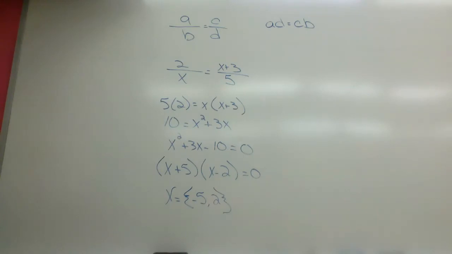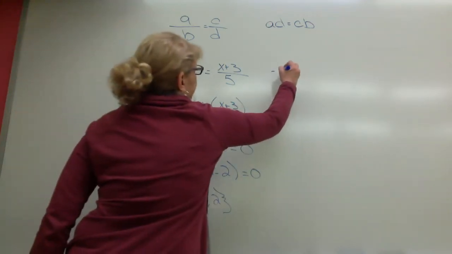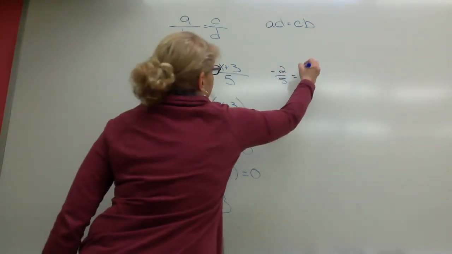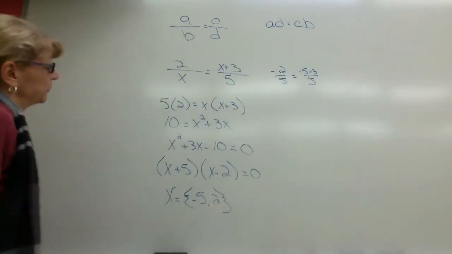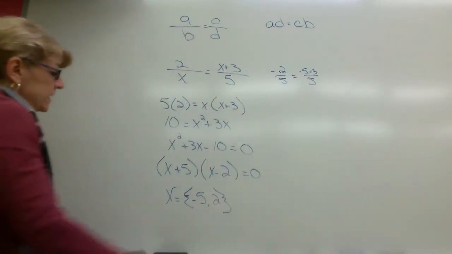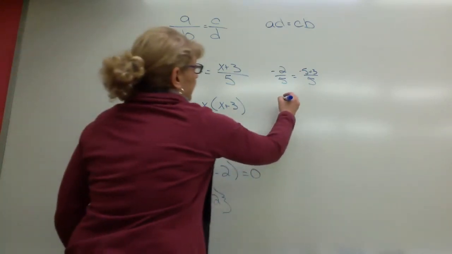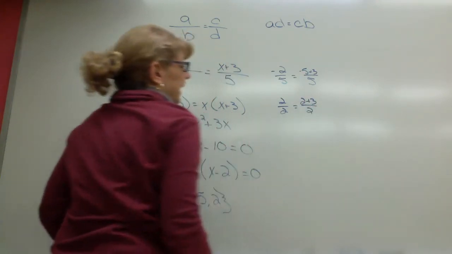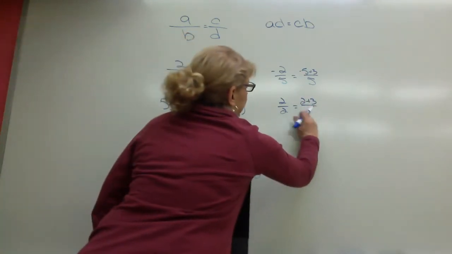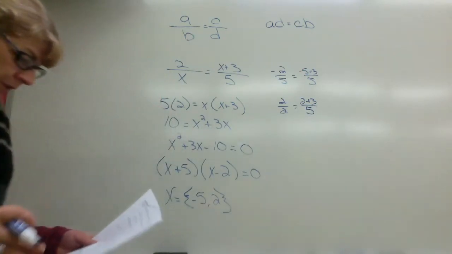Again, take that answer and look back to the problem and make sure that that does in fact work when you substitute in that minus 5. So when you substitute in the minus 5, you're going to get minus 2/5 is equal to minus 5 plus 3 over 5. And that is, of course, true. The second one, when you substitute in a 2, you'll get 2 over 2 is equal to 2 plus 3 over 5, which is also correct.